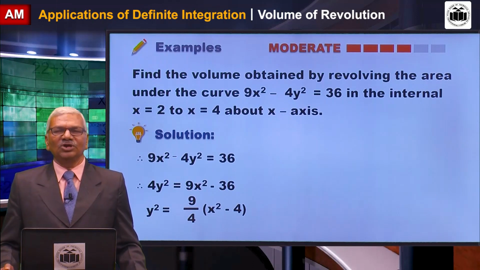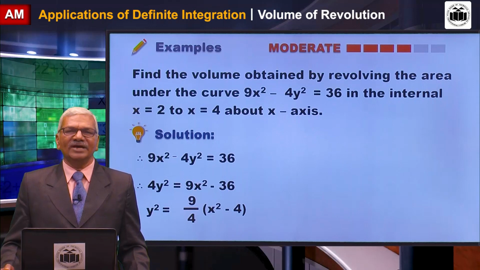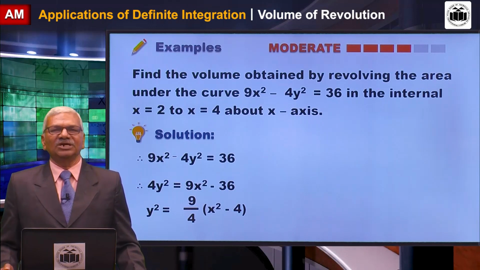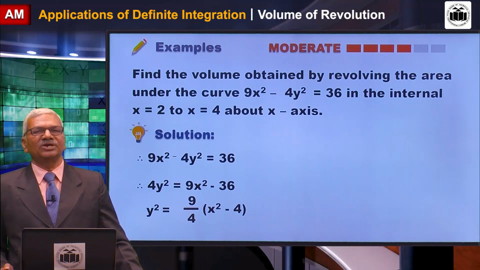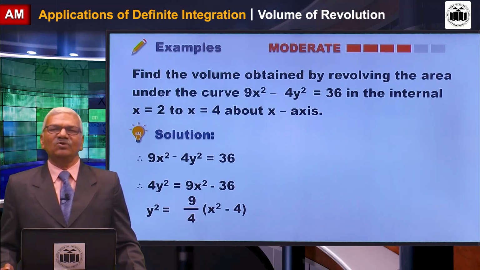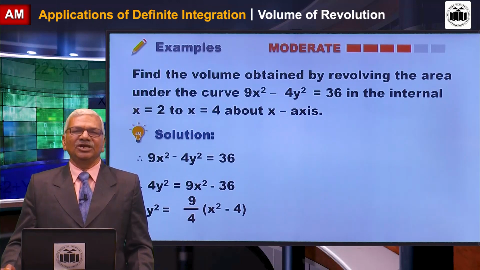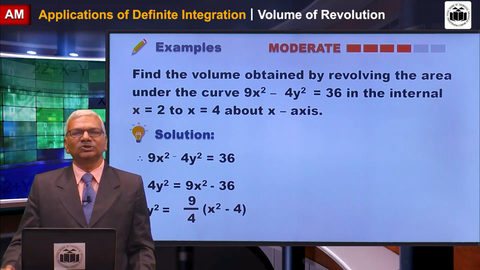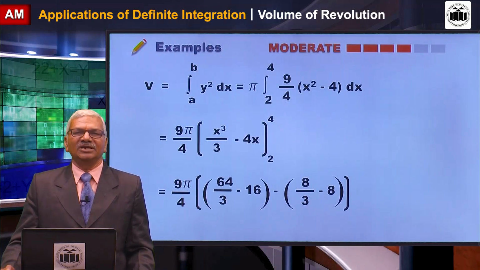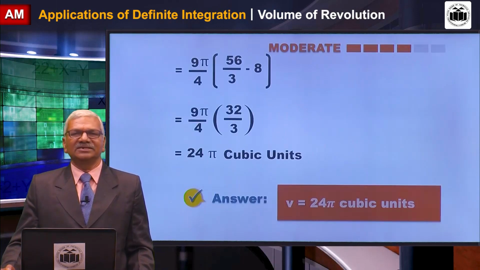Anyway, what do you require? You require the value of y square. So from the equation 9x square minus 4y square equals 36, you can find the value of y square, and it is 9 by 4 into bracket x square minus 4, right? The limit is directly given, 2 to 4. Putting this limit and the value of y in the formula, simplify and calculate, you get the answer. Right? Understood? Very good.